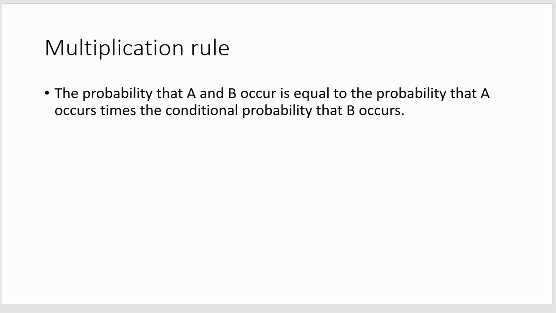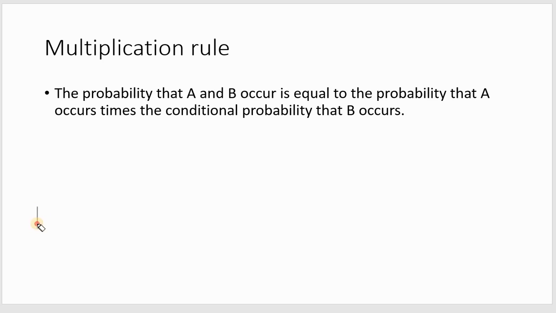And the next one is the multiplication rule. The probability that A and B occur is equal to the probability of A occurring times the conditional probability that B occurs. Simply, P of A intersection B is equal to P of B times P of A given B. Simply, I can write the formula for you.